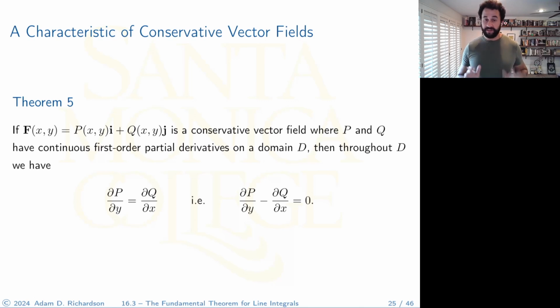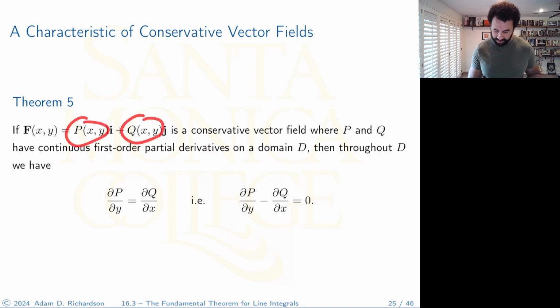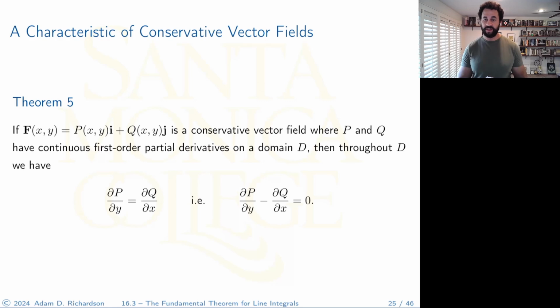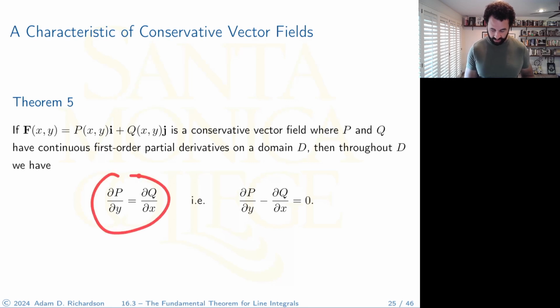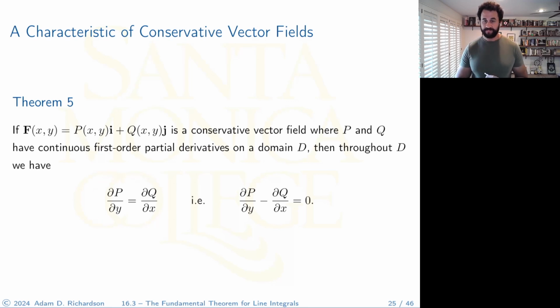So here is Theorem 5. If F equals Pi + Qj is a conservative vector field, and P and Q have continuous first order partial derivatives on D, then throughout D, this equality has to hold. Or maybe a little more appropriately, we can say that this difference is going to be 0. This difference is going to be 0.